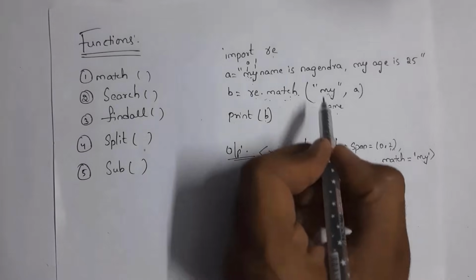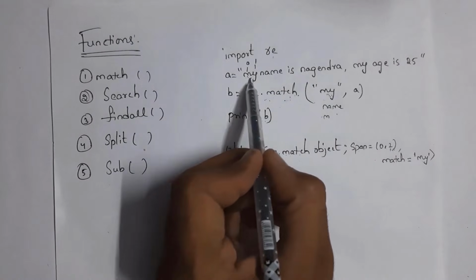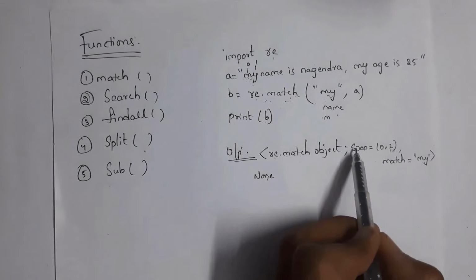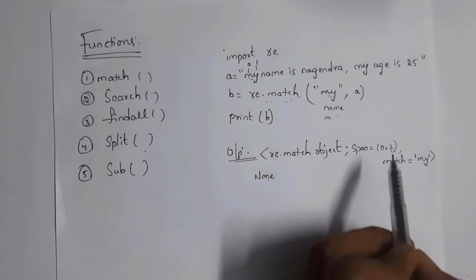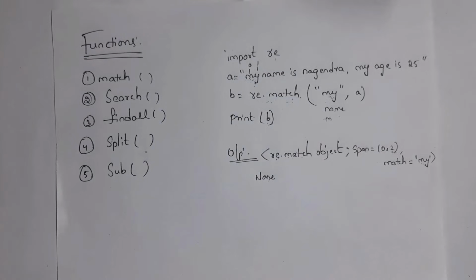For example, if I write here only 'm', it will check whether 'm' is available at first or not. Yes, 'm' is available at first, so here I will get output re.match object, span is equal to (0, 1) and match equal to 'm'. This is the use of match function. Next I will explain what is the use of search function.